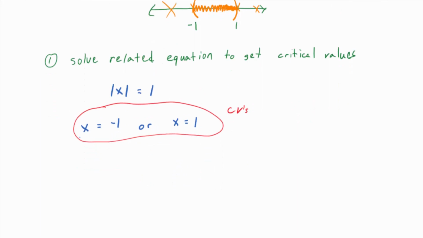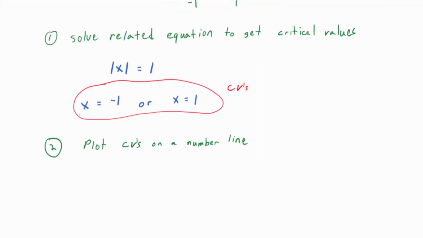Okay, step 2. Let's go ahead and plot the critical values on a number line. So step 2, plot the CVs on a number line. Well, okay, I can do that. So here's my number line. And I will go ahead and put negative 1 here and positive 1 here.